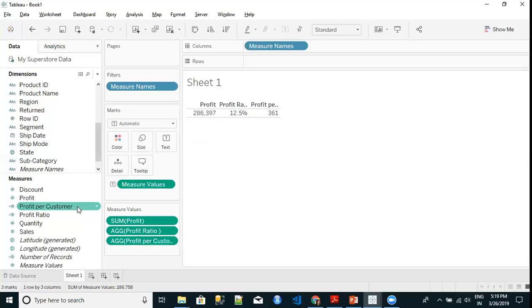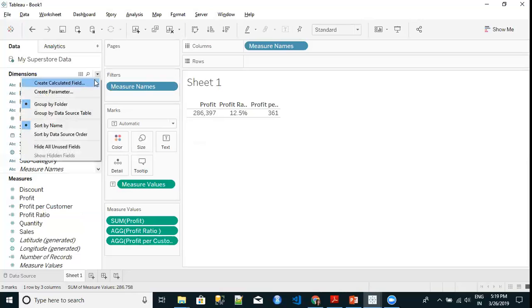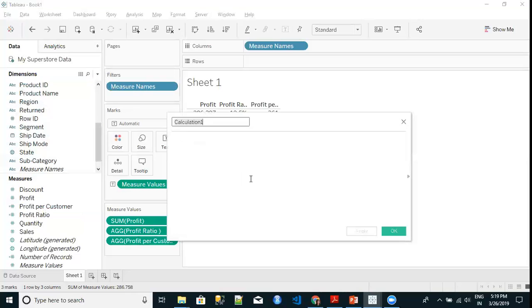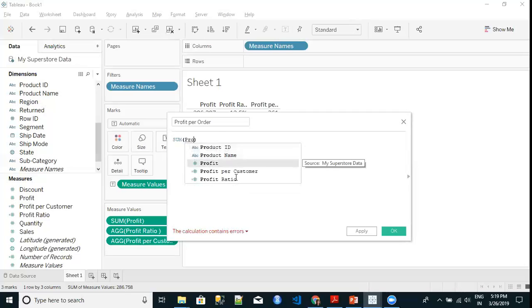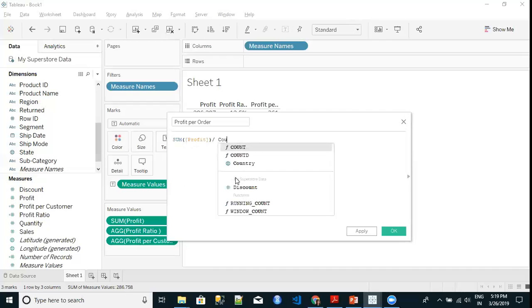Yes. Okay. So we have profit per customer, and the next thing that I wanted was profit per order. So the profit that we are getting once each order is being placed with us. So the formula is going to be the same: profit divided by count D of the order ID.